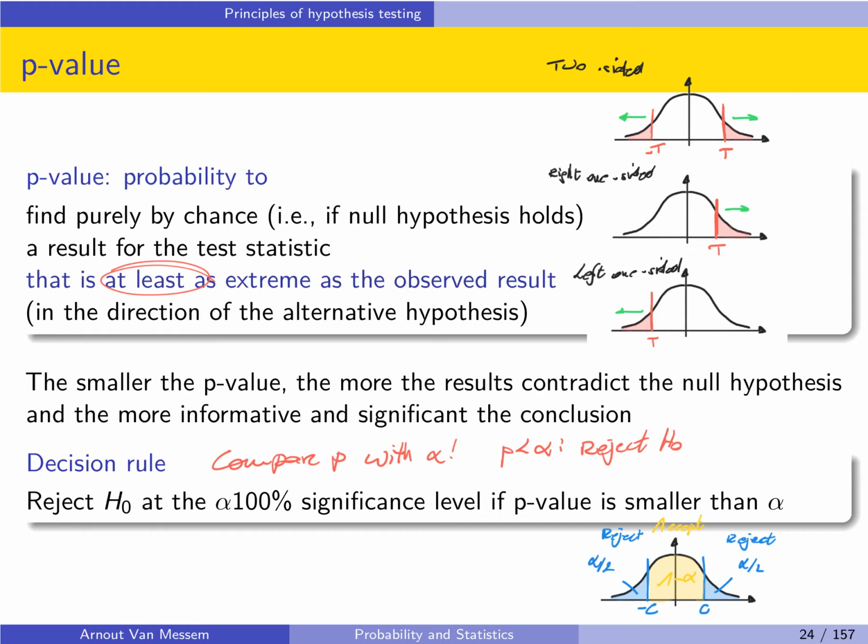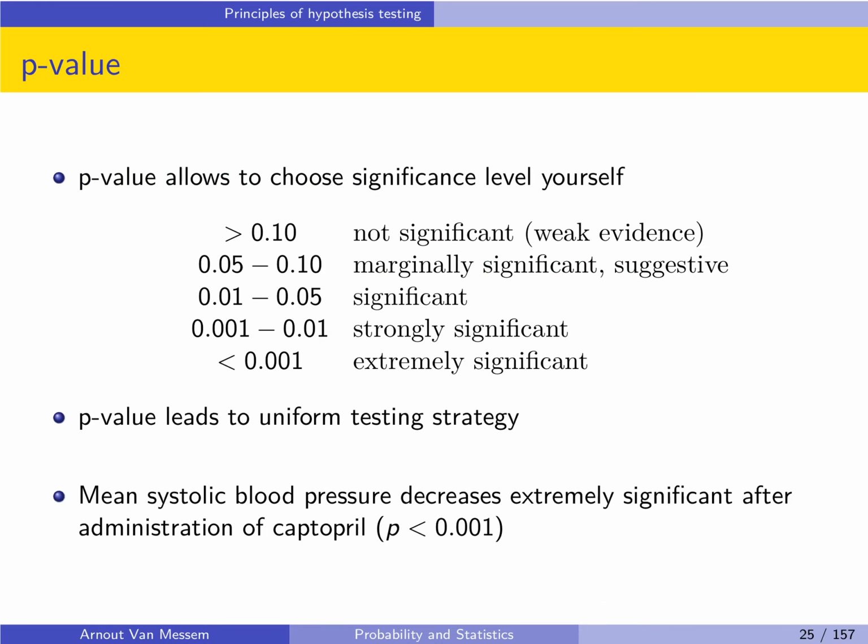So if the probability to find a value as extreme as my test statistic is smaller than my alpha, this means that the red area which is more extreme than the test statistic has to be smaller than the blue area which corresponds to alpha 5%. So it also means that my test statistic has to be in the rejection region, and so p smaller than alpha is basically the same as saying my test statistic is in the rejection region, and so I will reject the null hypothesis.